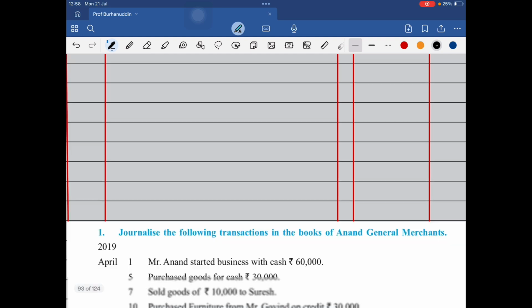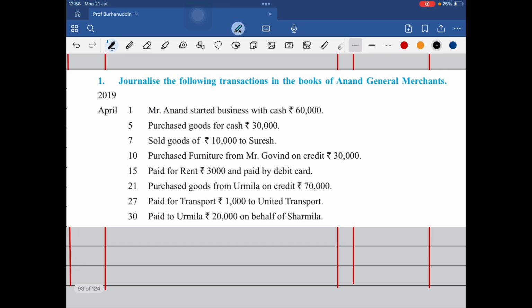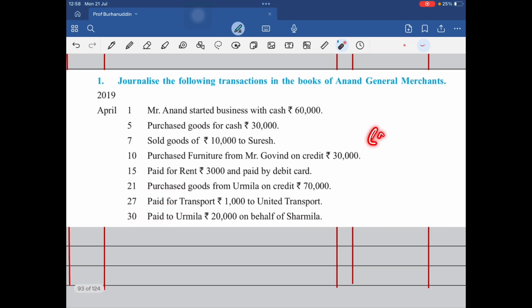The last transaction, Prakash, the last transaction for the question. A very interesting one. So listen to this very carefully. Paid to Urmila 20,000. We are paid. So can I say cash is going out? So cash will be credited. That is for sure. Now listen to this. On behalf of Sharmila. See, my money is going out of the pocket.